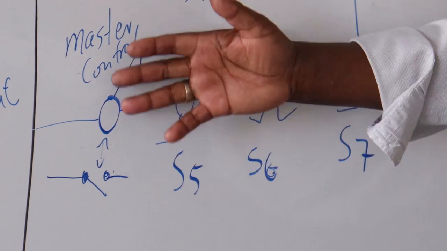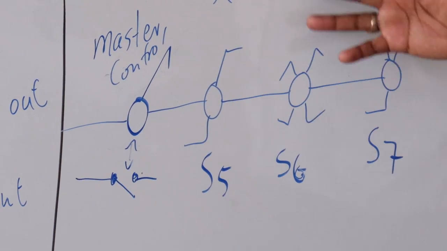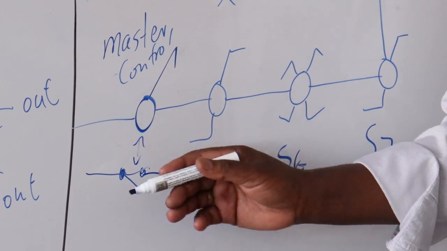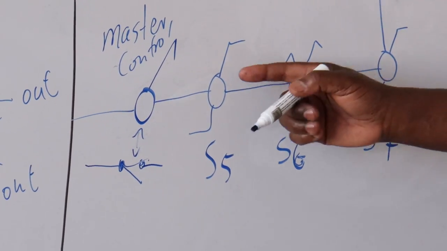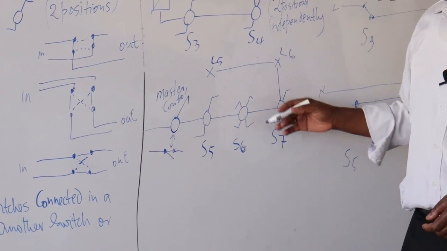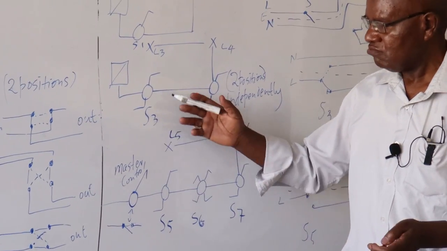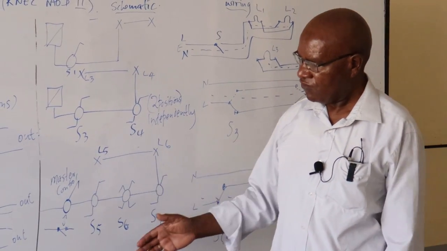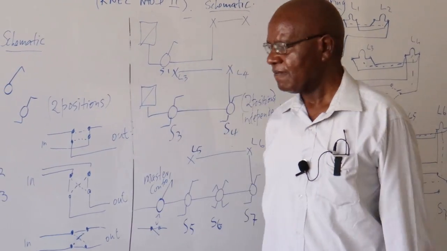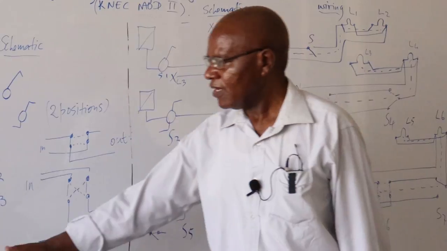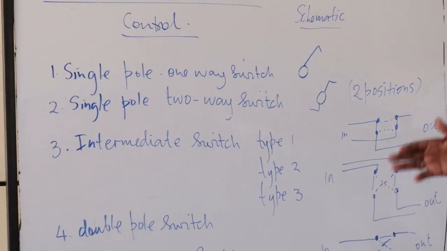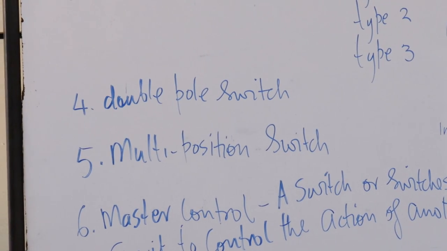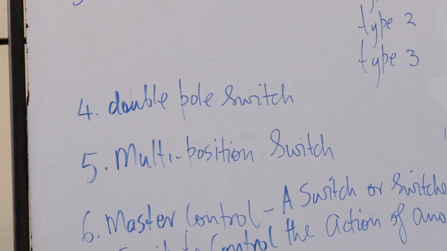Then when I want these lights to be able to be lit, then I simply flip this one here, then the power is available, then these lamps here can be controlled from either of these positions. So master control, usually in most cases, is a single pole switch to control the functions of other switches. Number five, I mentioned about a multi-position switch, usually a switch with various connections. Usually they are of the rotary type.